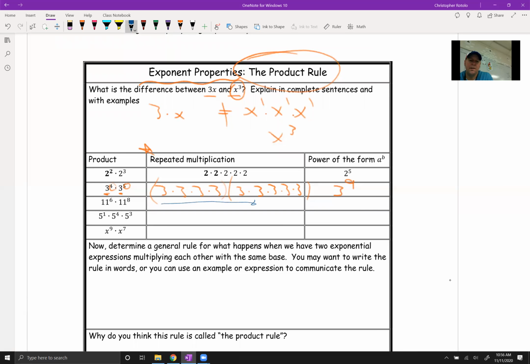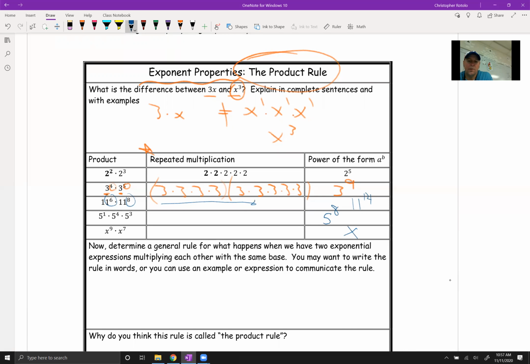So I'd like to go from here, say the base is 11. How many 11's did you end up with? So we had 6 here and 8 there. So that's 11 to the 14th power. Here we had 3 of them, so it's a 5, that's 4 more, so that's 5, 6, 7, 8. So this is 5 to the 8th power.